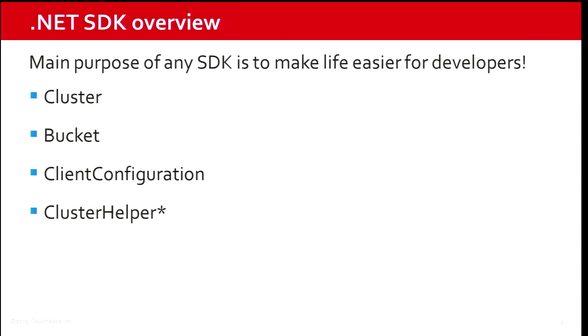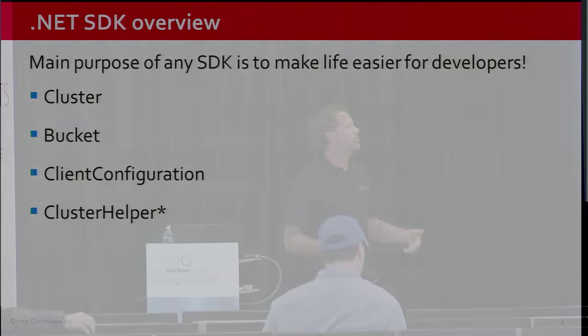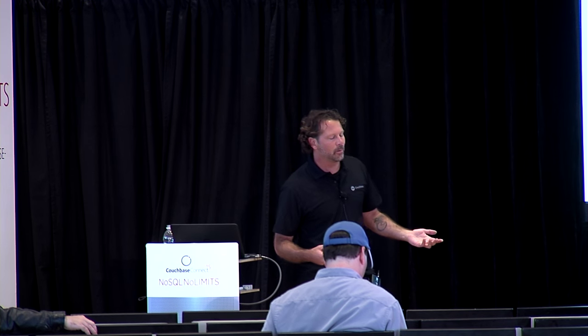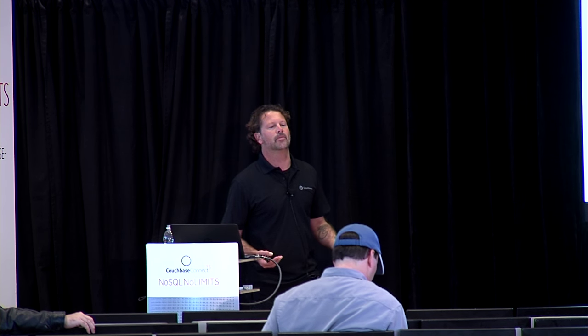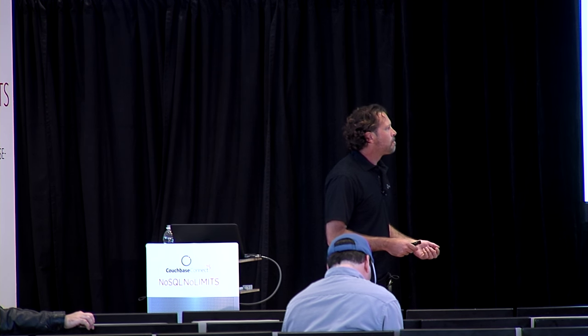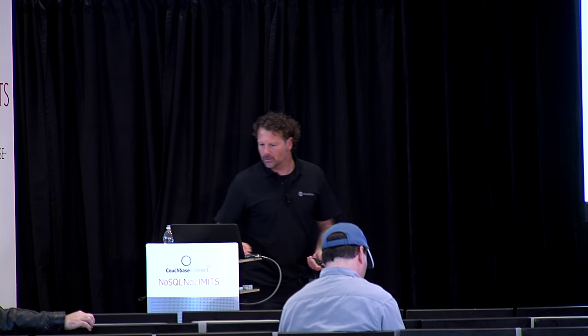The client configuration class, of course, is your configuration. We'll go over that, but not in too much depth. And finally, we'll talk about the cluster helper. What the cluster helper does is make it very easy to use the cluster and bucket objects within a multi-threaded environment like ASP.NET or OWIN, or an OWIN-hosted service.